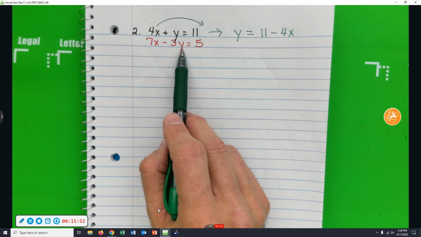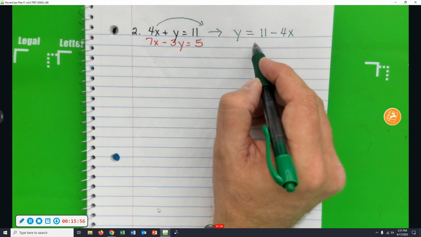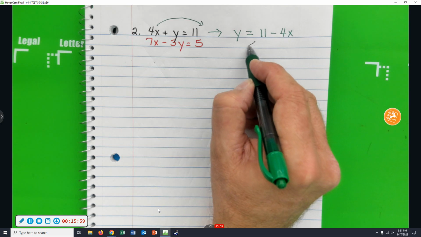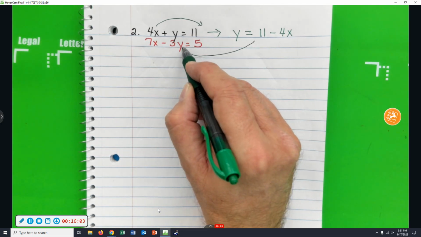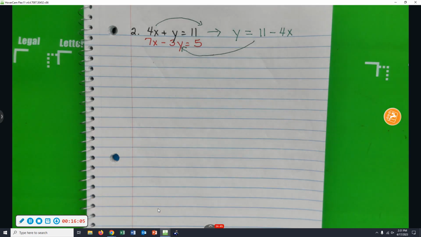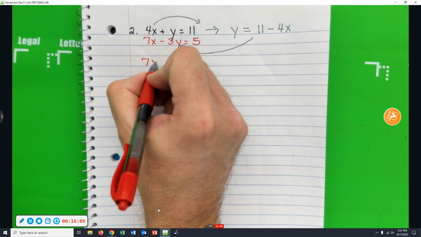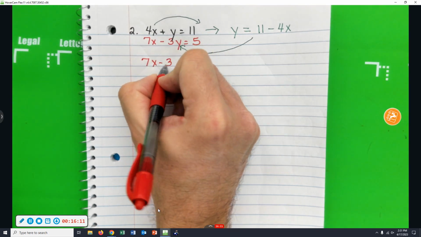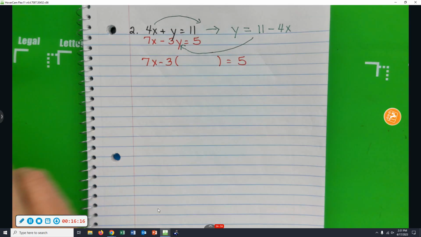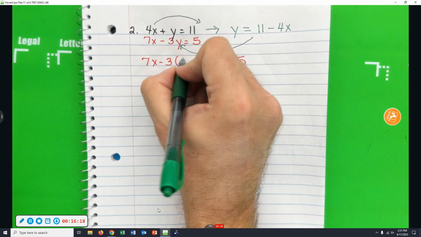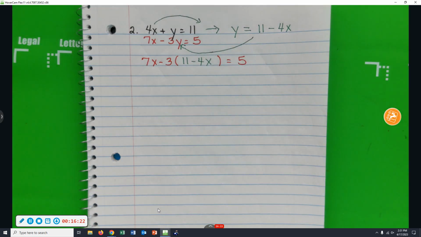So right here where we have the red y, I'm going to put this green 11 minus 4x. I'm going to use a little arrow and go like this. Are y'all following what I'm doing? I'm going to get an equation that has only x's, no y's.